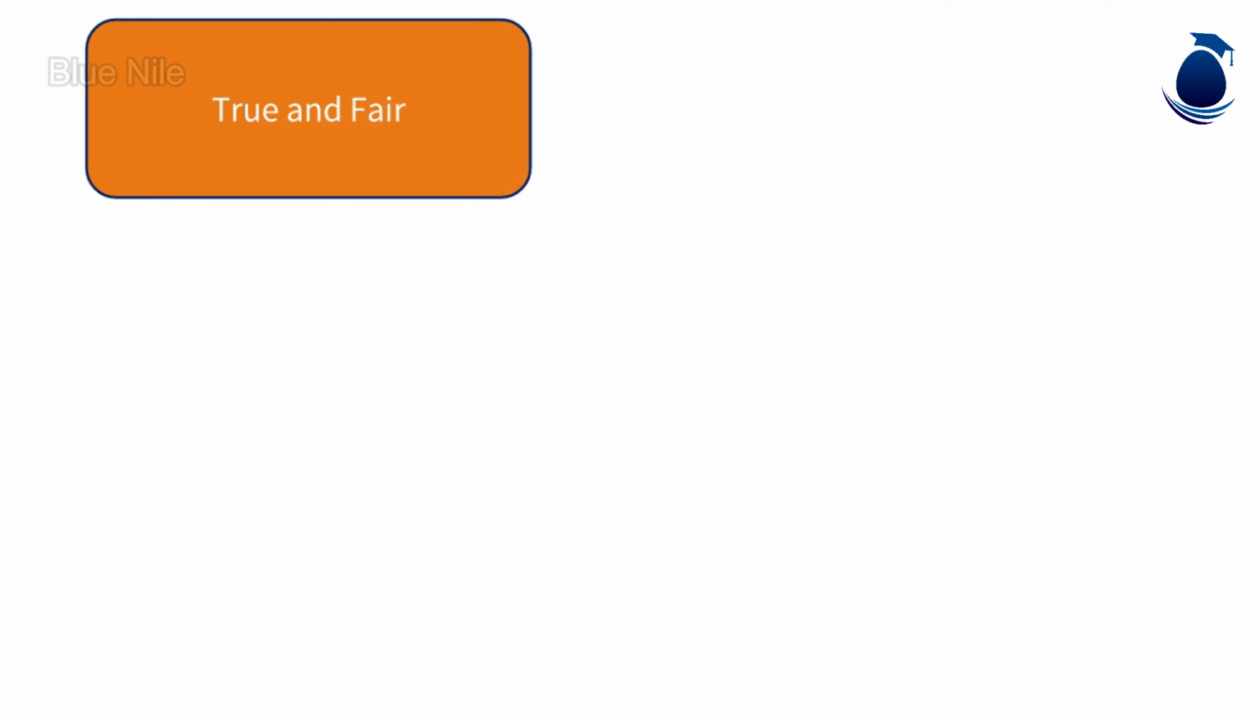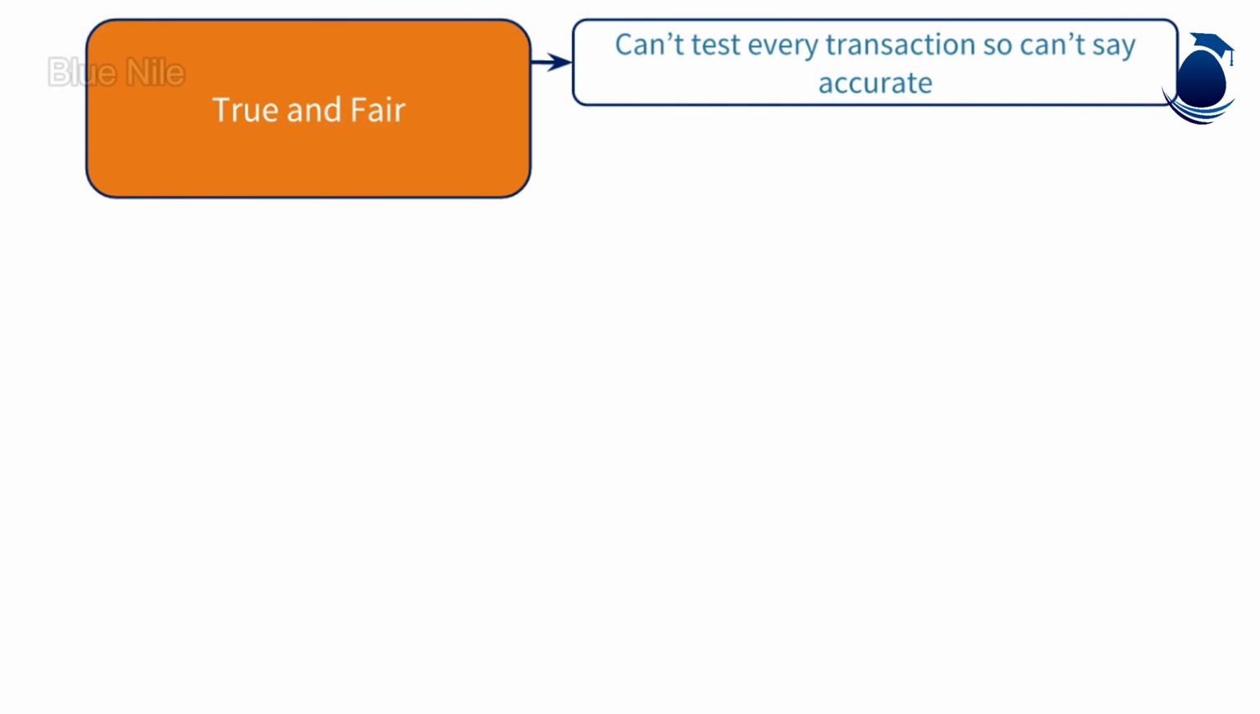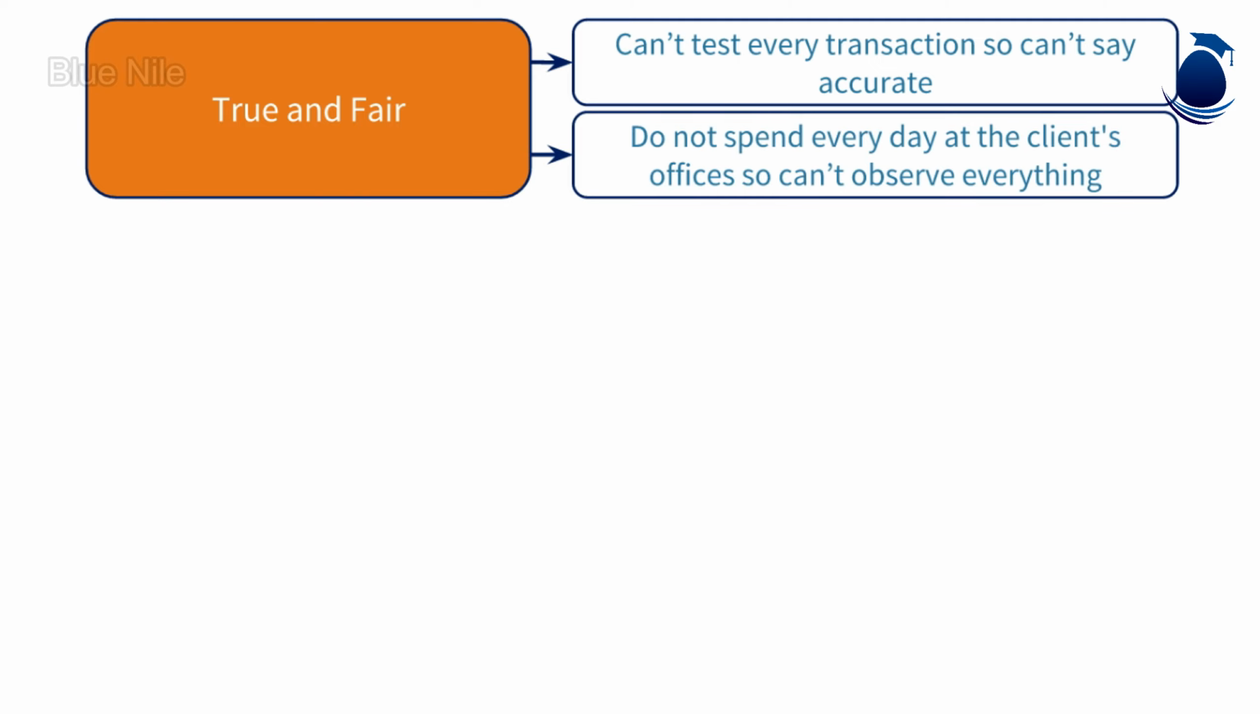To define the term true and fair, we must first understand that the auditor cannot say the financial statements are accurate. The reason for this is that the external auditor does not review every single transaction in the financial statements, nor do they spend every day at the client's offices and production site, observing every single process being carried out. The time the auditor has to complete an external audit means they should take a snapshot of the client's transactions and systems and controls. It is from this snapshot that they form an overall opinion on the financial statements.